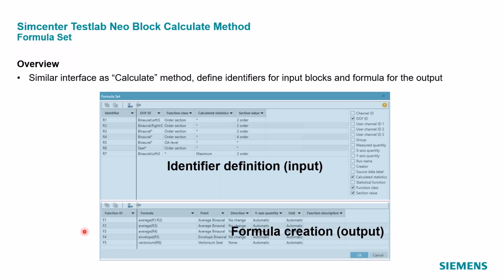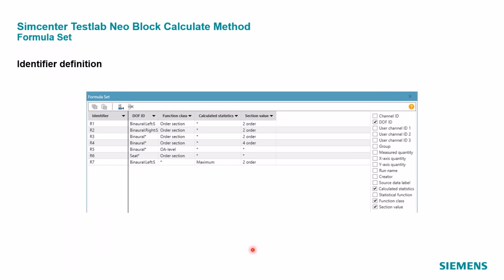But by default, it starts with F1 and increments. Same thing with the identifiers at the top. It starts at R1 and increments. So the top part is the input, and the bottom is the output of this block calculate method. Here's an example of the identifiers. So we've got the property list, like I said, that you can bring in for input blocks or single values.